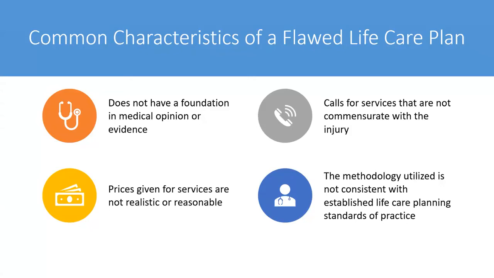Third thing here, calls for services are not commensurate with the injury. This means that, for example, if you have someone that has a below-the-knee amputation and you're calling for that individual to go to an outpatient brain injury treatment clinic or to a spinal cord injury treatment clinic of some sort, and they do not have that diagnosis in their medical records. So one has to be careful that the diagnosis and the symptoms and complications from that diagnosis line up in your life care plan, and you're not including services that are not called for.